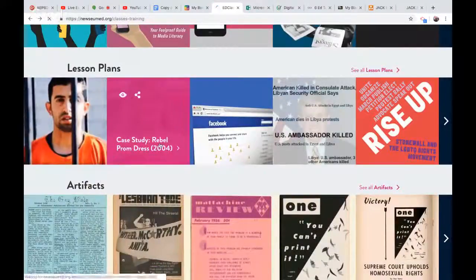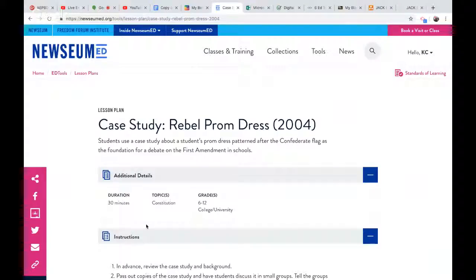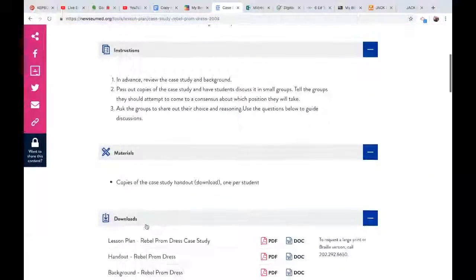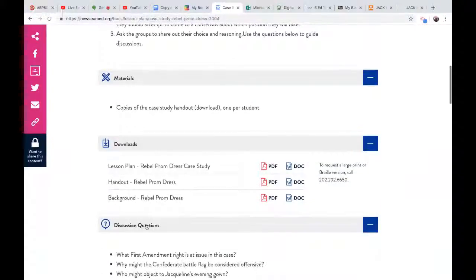Talk about this right here, the rebel prom dress, where a girl wears a prom dress that has a rebel flag on it. You know, is that acceptable? Is it not? You can print that out and hand these out to students and talk about what that means to them.